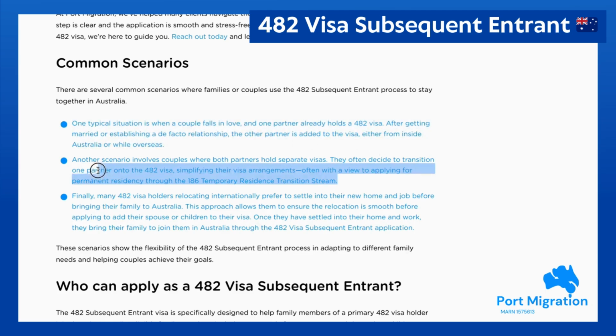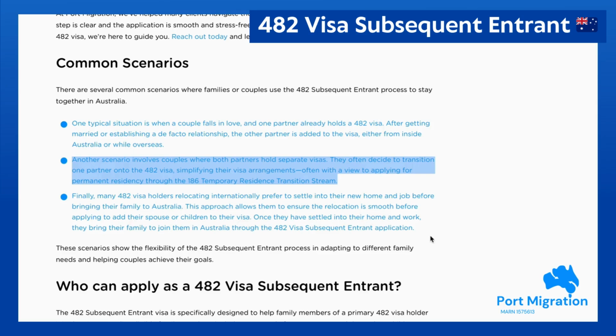Another scenario we commonly see involves couples where both partners hold separate visas. So they often decide to transition one partner onto the 482 visa, simplifying their visa arrangements, often with a view to applying for permanent residency through the 186 temporary residence transition stream visa down the track when they're eligible.